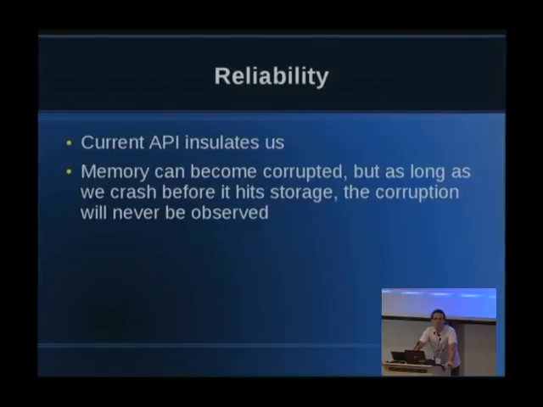I talked earlier about the APIs, that we would be able to bypass the API for doing I/O. We just do loads and stores, and the things become persistent, and we don't need to tell some device to go off and do a transfer. But the thing is that the current API we have insulates us from our bugs. It's very easy to do a memory scribble.